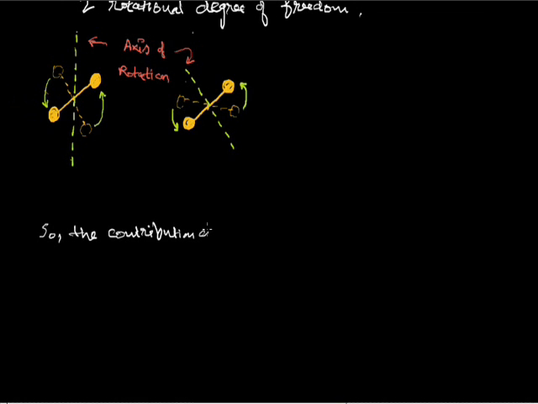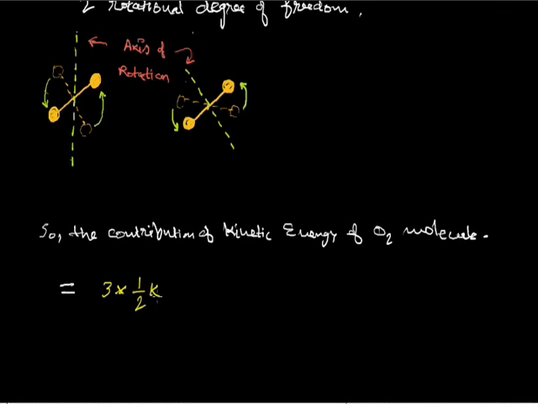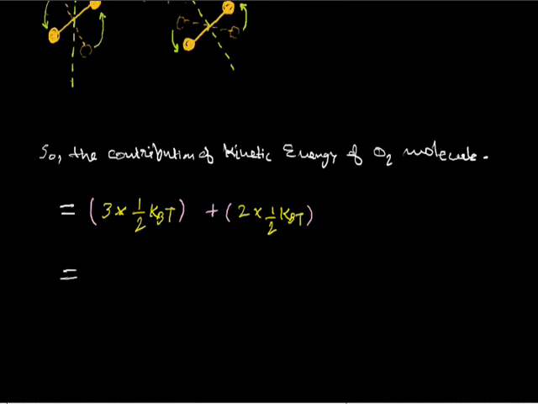So the contribution of kinetic energy of the oxygen molecule will be equal to 3 multiplied by half kBT, that is because of the translatory degrees of freedom, plus 2 multiplied by half kBT, that is because of the rotational degrees of freedom. So its total contribution of energy will be 5 by 2 kBT.